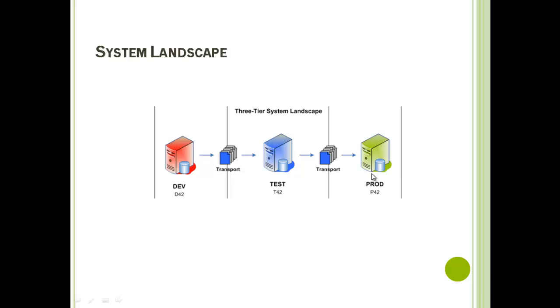Then when it goes to production, who can transport this transport request? That also we can control by authorization. That is, for example, the basis team. In the basis team also, not everybody can transport. So only some people should have authorization to transport the transport request to production, because this will have an impact on the productive system when you are transporting a transport request. So this entire landscape and the process can be controlled by authorization.